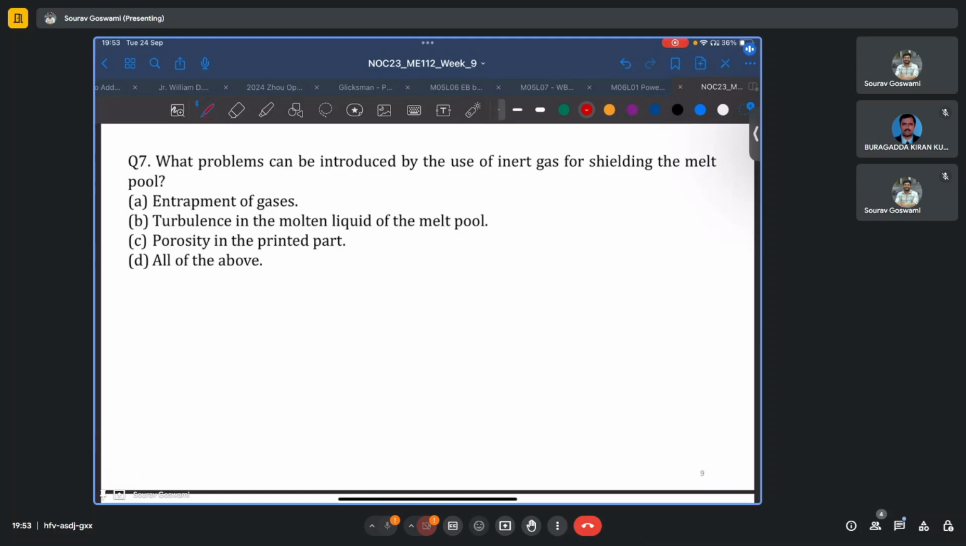What problems can be introduced by the use of inert gas for shielding the melt pool? Now, this is very tricky because just in the previous question, we were listing off the merits of having inert gas flowing into the system, and that too we had multiple channels: one for protecting the optics, one for delivery of the powder material, then another for shielding the melt pool from oxygen. But can it also have some inadvertent disadvantages, or is it all rosy and we can have an arbitrarily high volume of argon or other inert gases flowing over the melt pool?